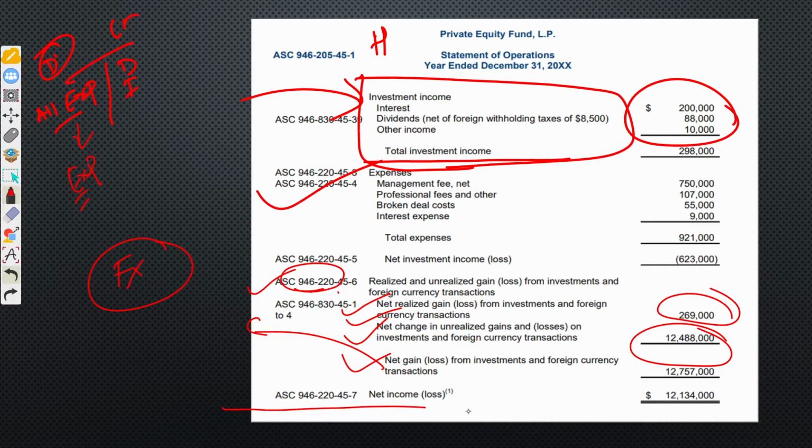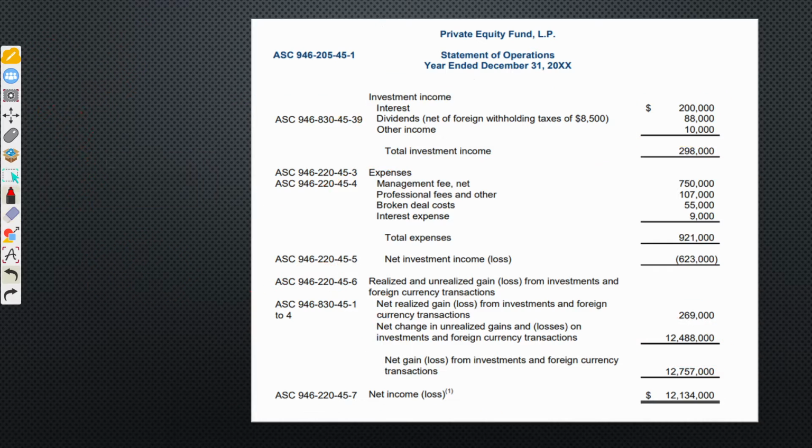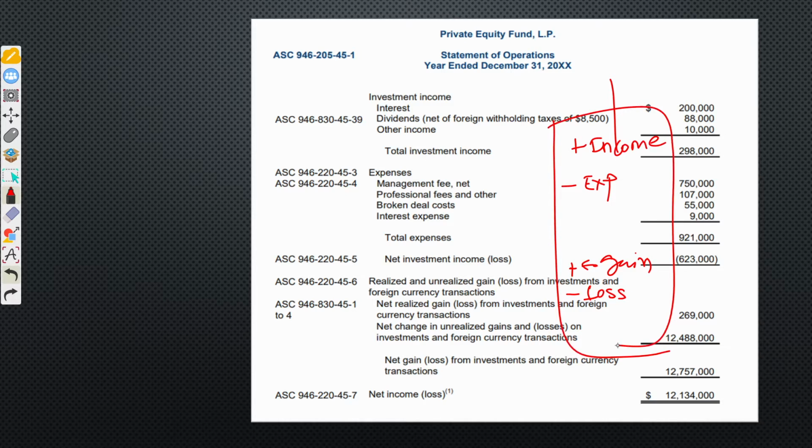All right, and finally you can compute net income. Note down the formula: total income, minus expenses, plus gain if you have a gain, minus loss. If you add all of this, whatever the net amount is, if it is negative, that becomes a loss, and if the amount is positive, then that becomes your income.